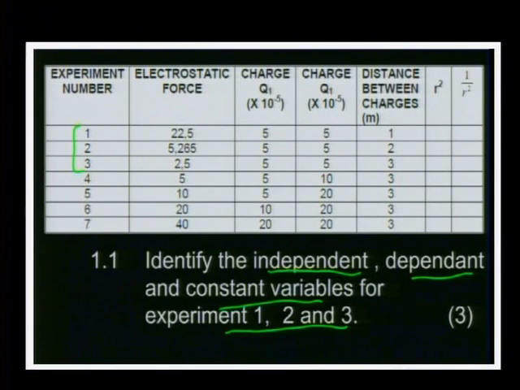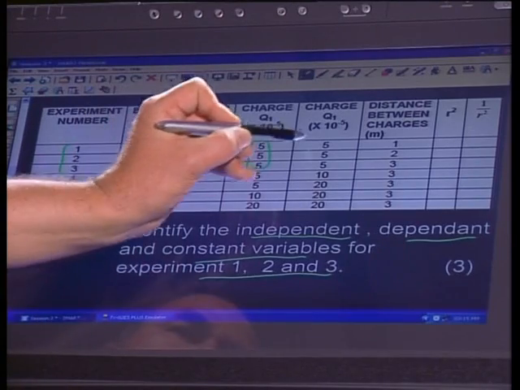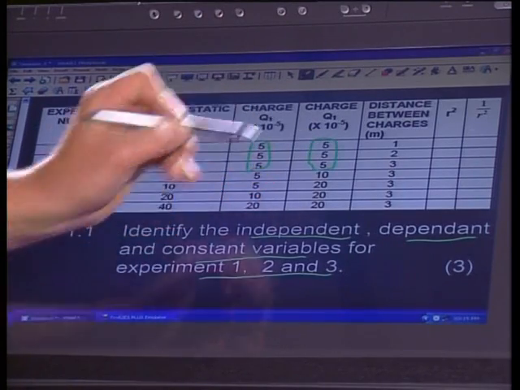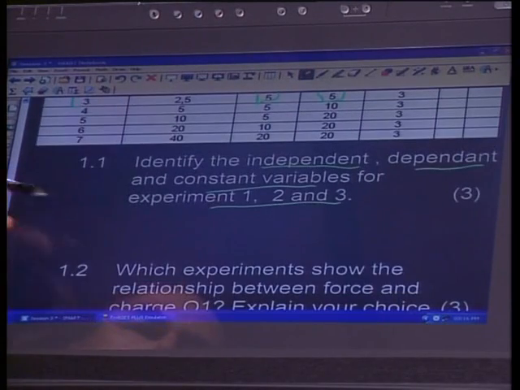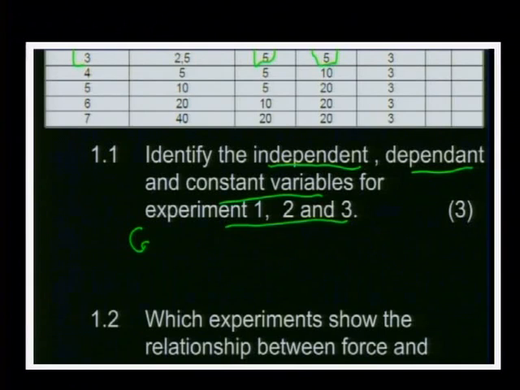So let's have a look at the data and let's see what's happening. So notice here, first of all, very easy to see that those charges are all kept the same. So there's no change in the charges. So it's perhaps easiest to say, what's the constant? The constant is charge.